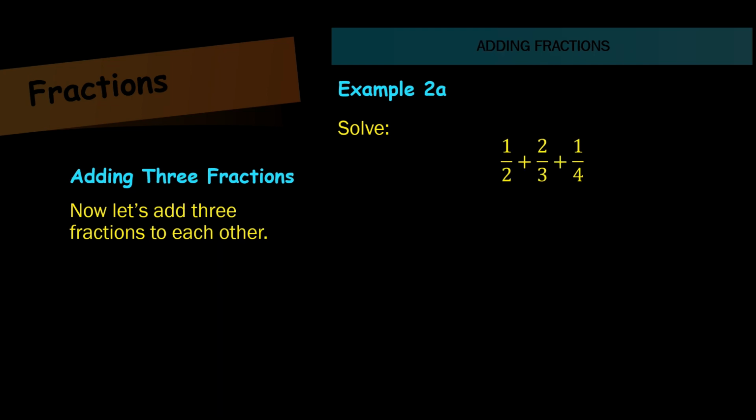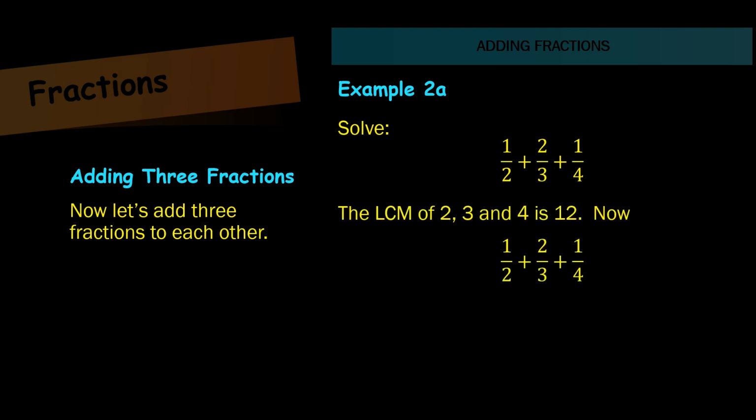Now let's add three fractions to each other. As before, convert the fractions so the denominators are the same. The denominators are 2, 3 and 4. The lowest common multiple, or LCM, of 2, 3 and 4 is 12. So the denominator of each fraction must be 12.